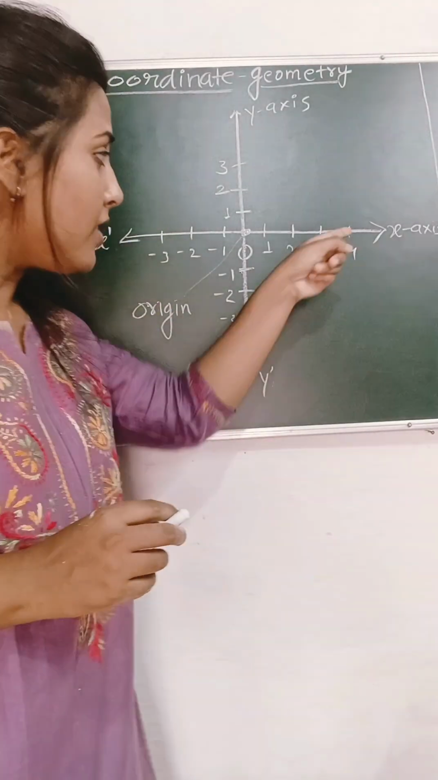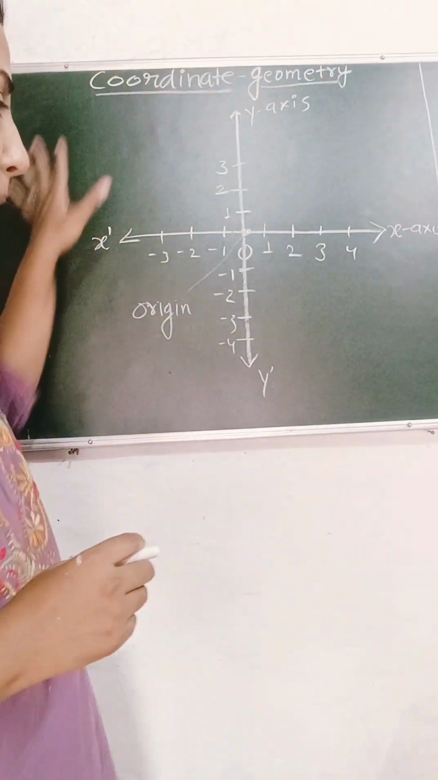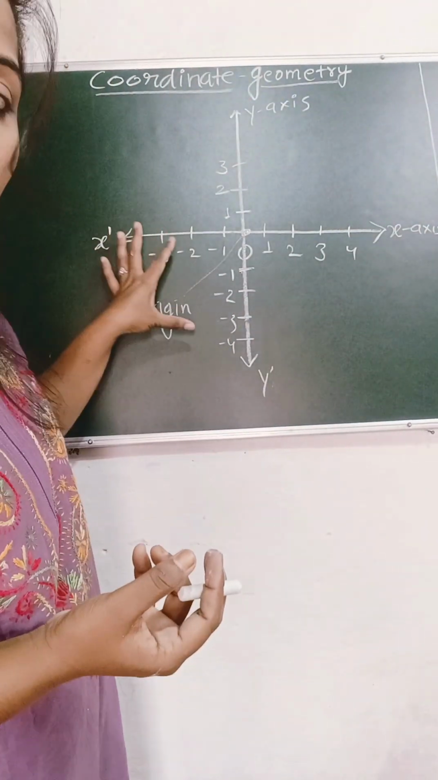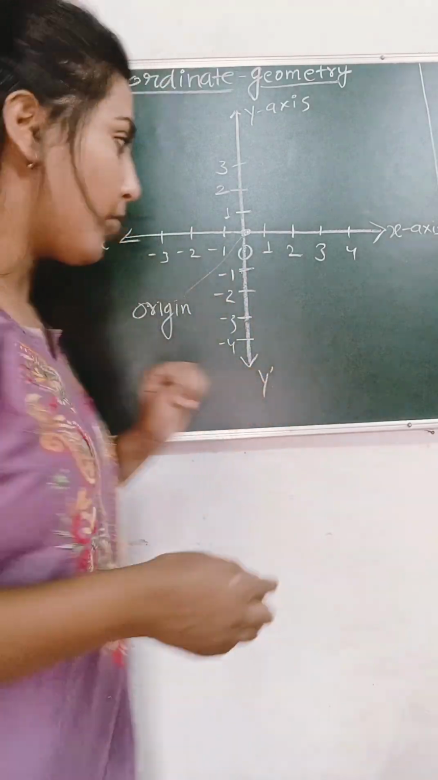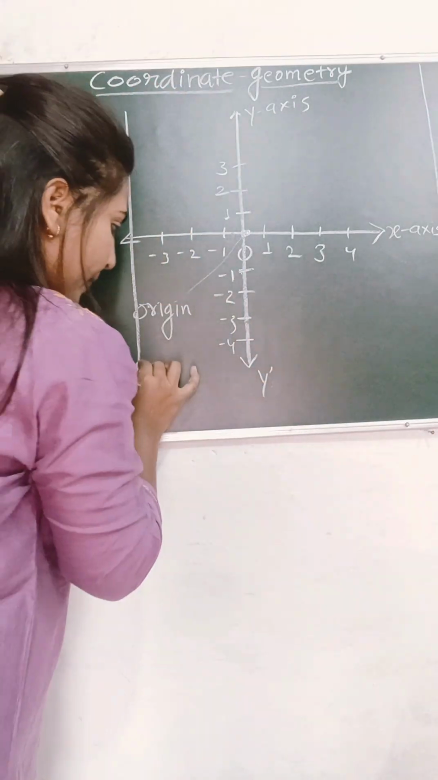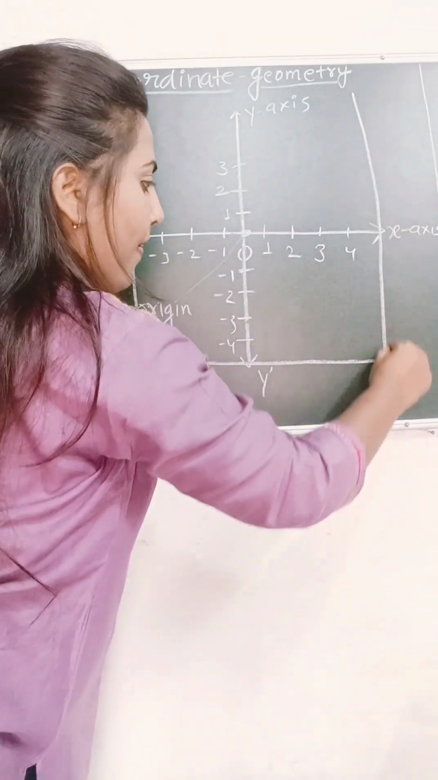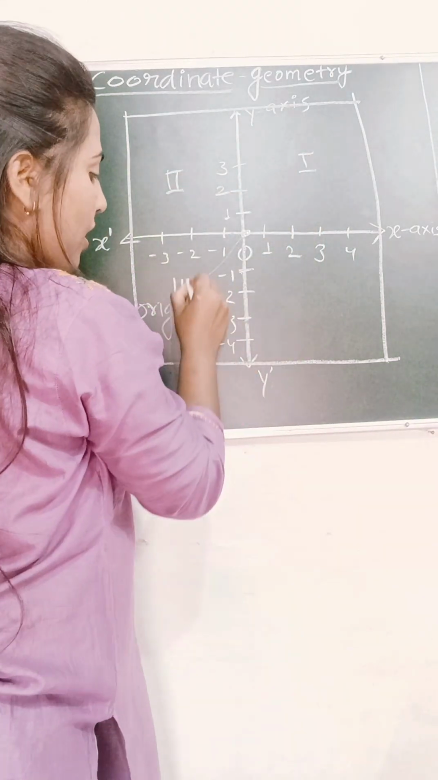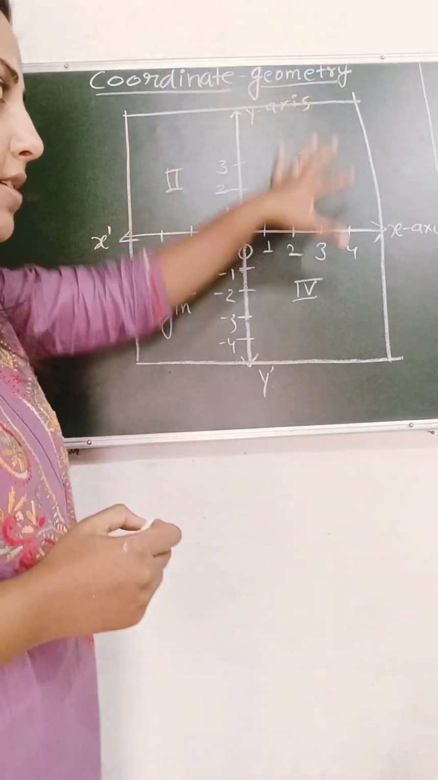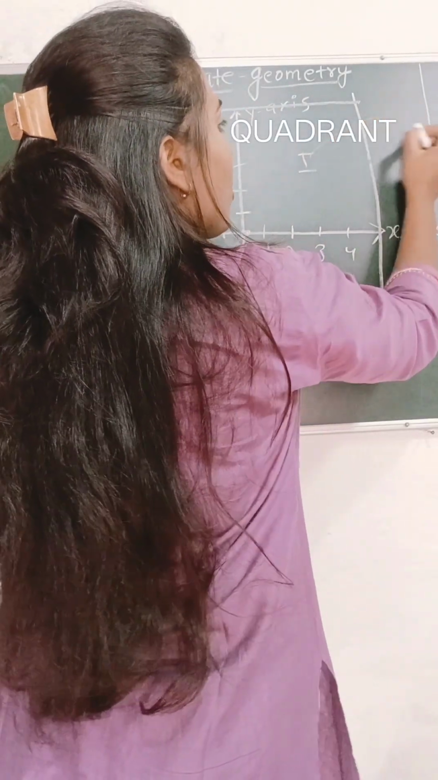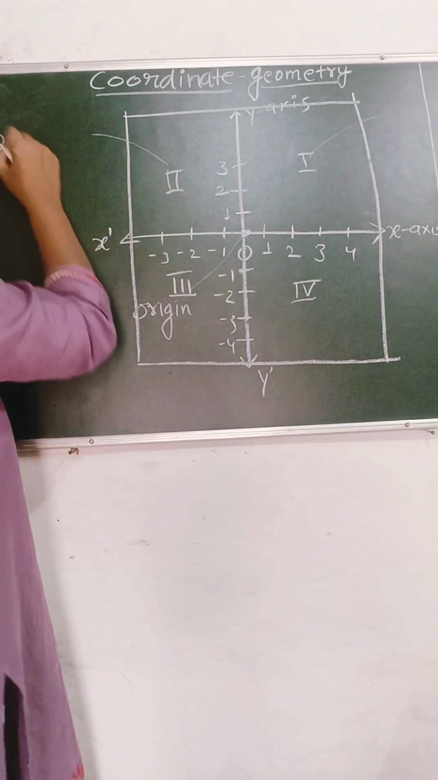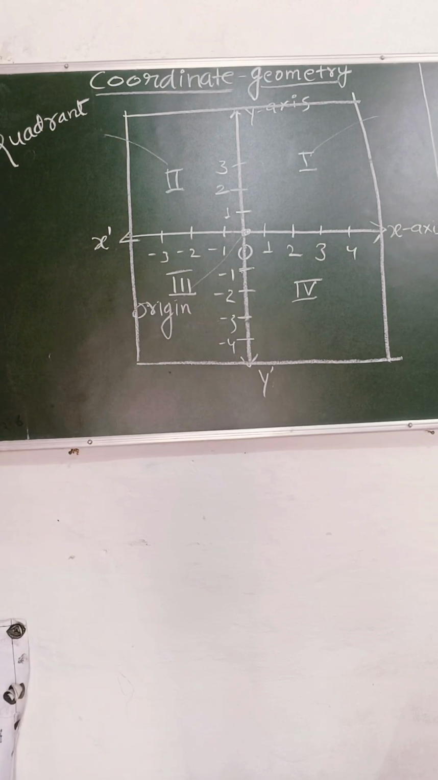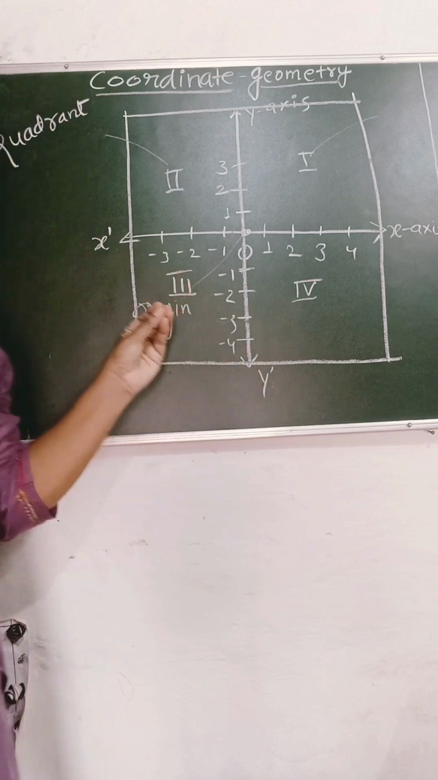Now you can see that these two axes divide the plane, like a plain paper or plain surface, into four equal parts. Let's see if I draw it like that. This is the first part, this is the second part, this is the third part, and this is the fourth part. These parts are called quadrants.